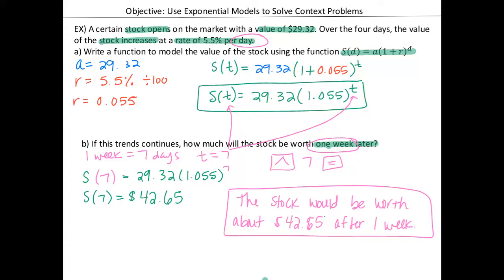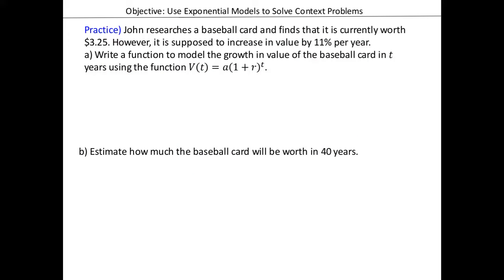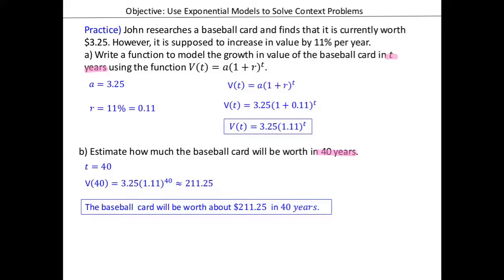All right, so I'm going to have you guys go ahead and try the next example on your own here, and then I'll show you guys the solution after. I'm going to be walking around to check your work and help as needed. All right, so again, here's the solution. You have to figure out what, for part B, what unit of time are we talking about? In this case, it was years, so we had to plug in 40.